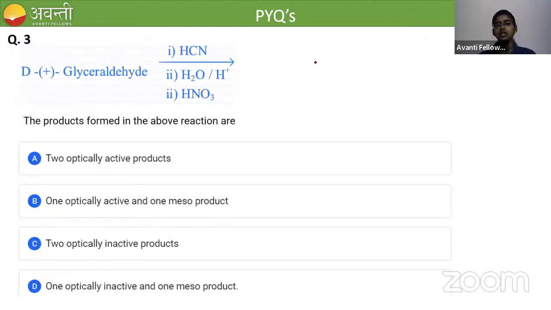So you can see a reaction on the slide and you have to find out the products formed in the above reaction. We have to find out whether two optically active products are formed, or only one optically active and one meso product. Third is two optically inactive products, and one optically inactive and one meso. So which will be the correct answer for this question? D plus glyceraldehyde is taken as the reactant and it is treated with HCN and then on hydrolysis, third with nitric acid. So take some seconds and try to find out the answer first.